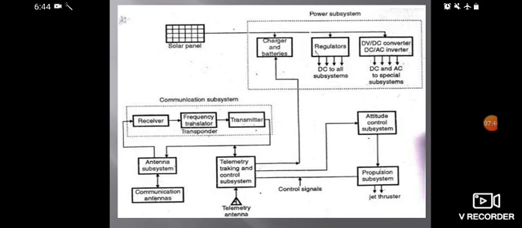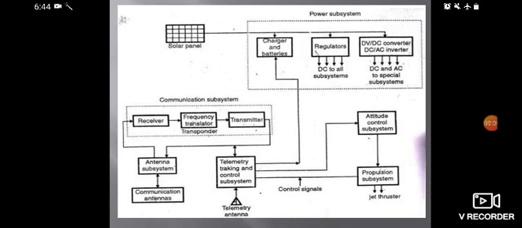So the names already indicate a number of things, because we are all well acquainted with communication systems. Okay, so what is the use of the power subsystem? The name indicates that it provides power to all of the blocks in the communication satellite.